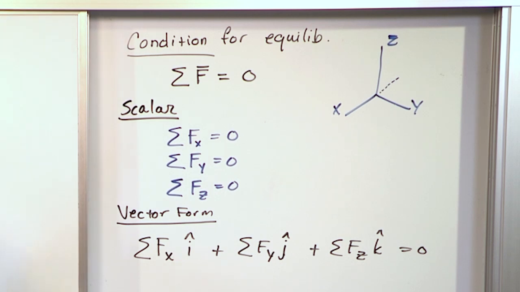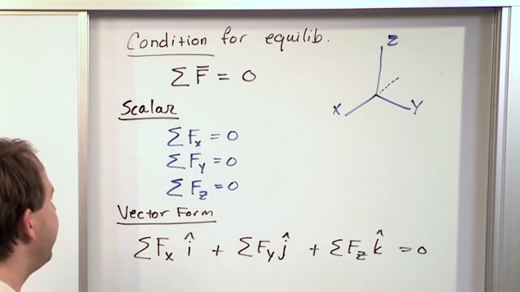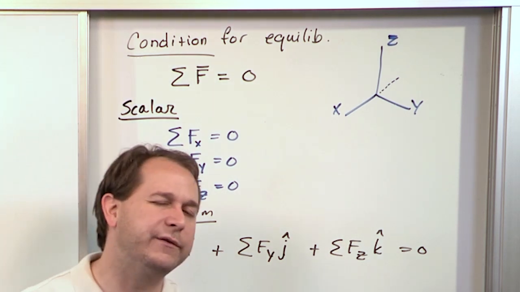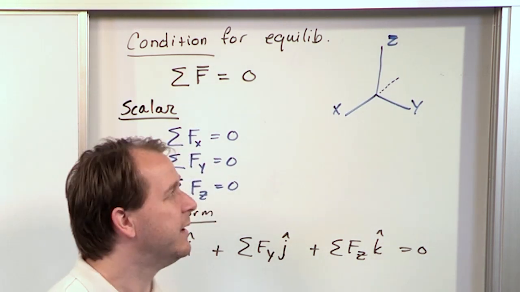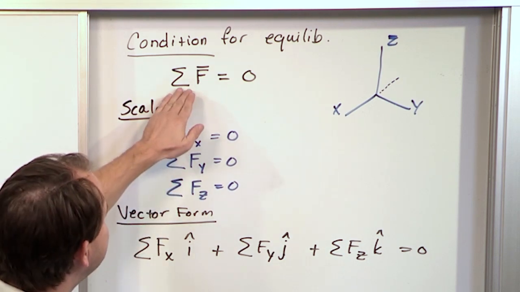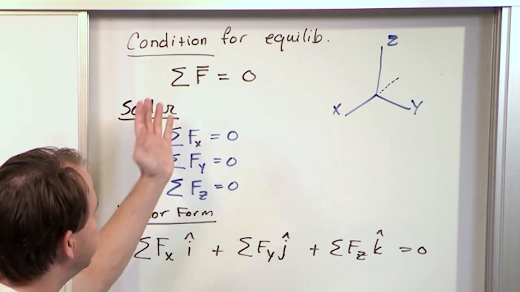You see, everything on the board here is saying exactly the same thing, they're just writing it a little bit differently. And I'm mostly writing this all down for you so that when you read your book, you're not confused about what they're trying to tell you. The master condition is that the sum of all the vectors acting on the point is 0.